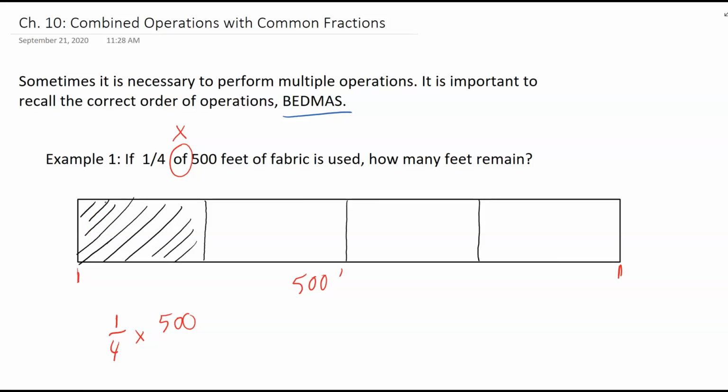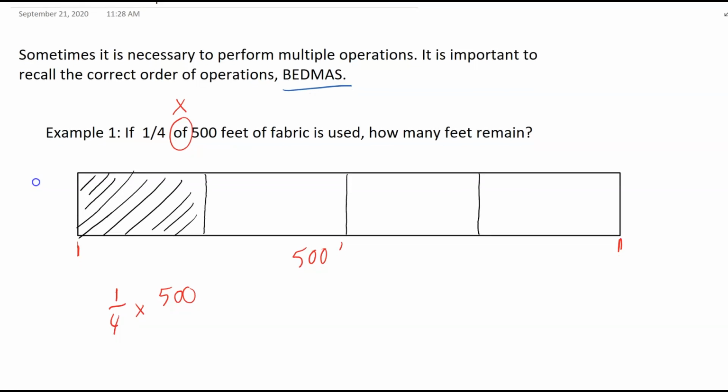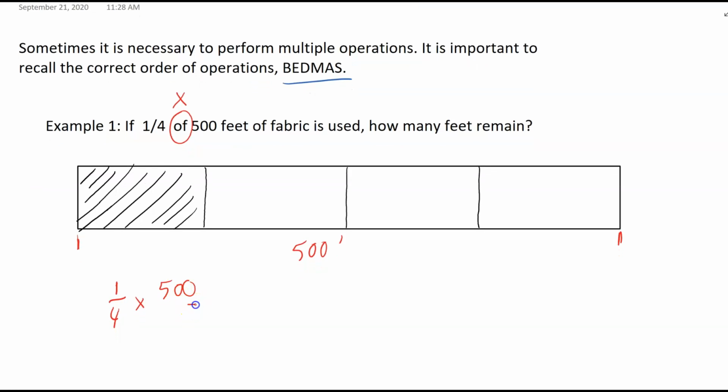So let's do the multiplication. 1/4 times 500. Remember that 500 is over 1. And so when you're multiplying fractions, you multiply numerator by numerator, denominator by denominator. This is 500. And 4 times 1 is 4. And so 500 divided by 4 is 125. So this area represents 125 feet.